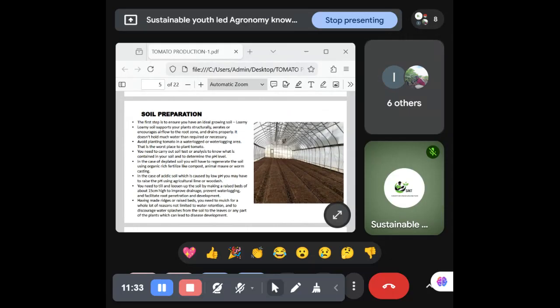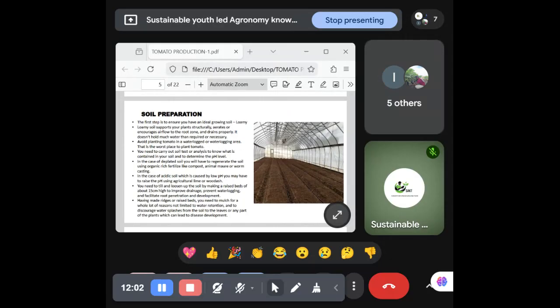It doesn't hold water more than necessary, and it also allows for air. So loamy soil supports your plants structurally, it aerates, that is, it encourages airflow to the root zone, and drains properly. It does not hold more water than necessary. So you can see that our ideal soil is loamy soil.